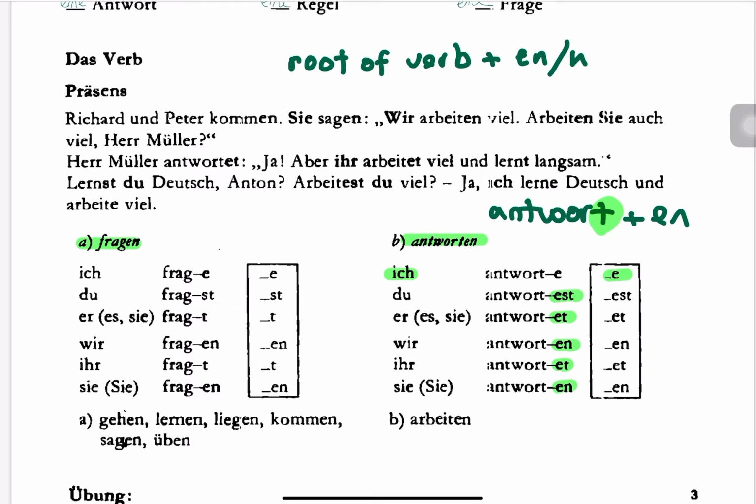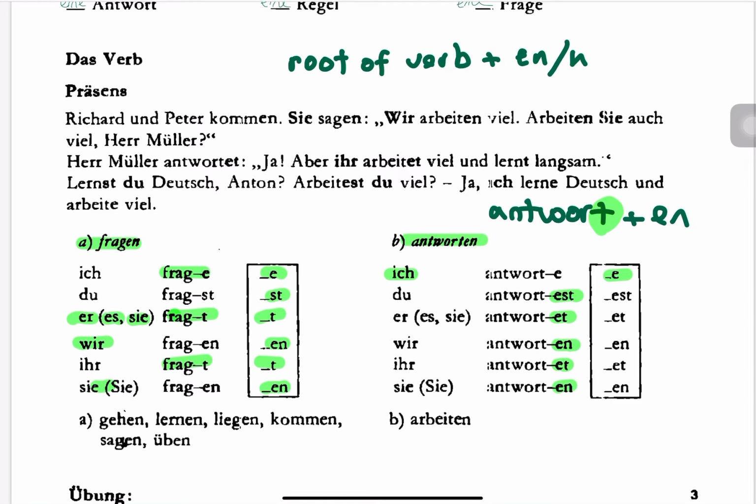Okay, as you see here, for fragen, ich frage, we add the ending e. For du, du fragst, you ask, we add st. Er fragt, es fragt, sie fragt, he, she, and neutral. They ask, wir fragen, en ending, ihr fragt, sie fragen.